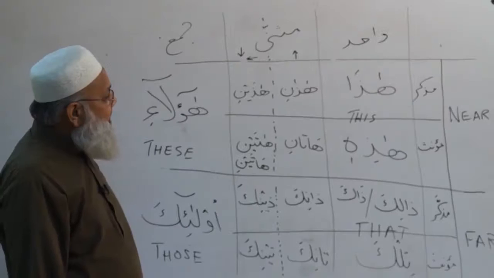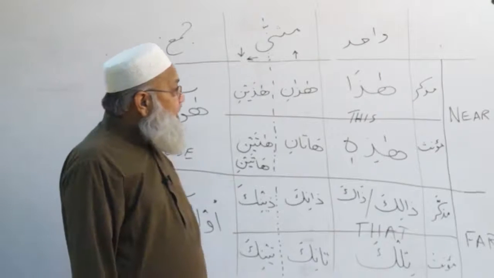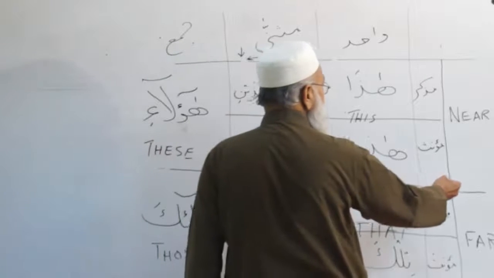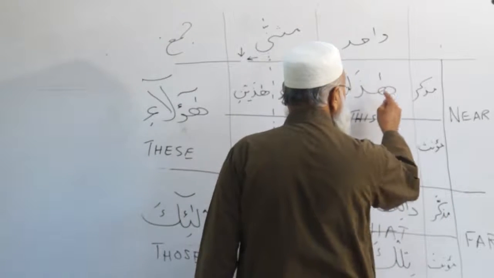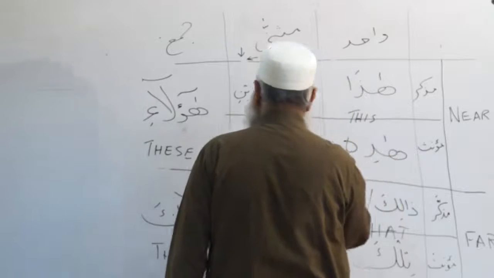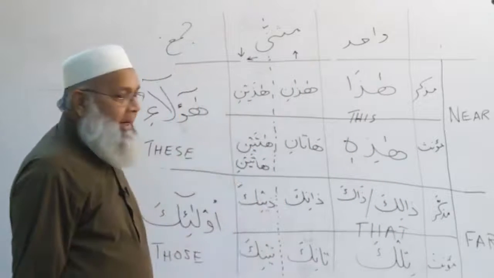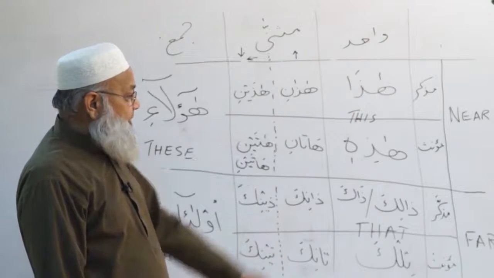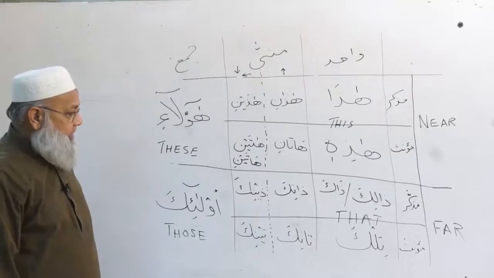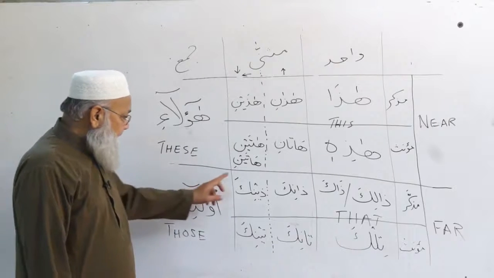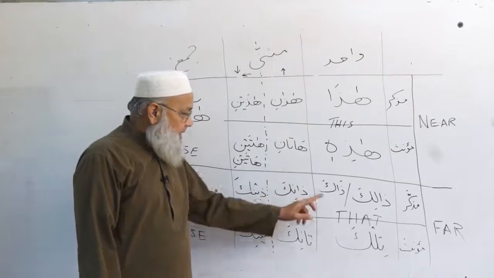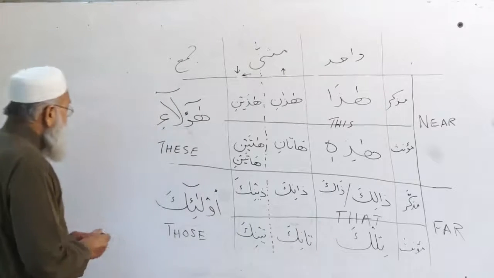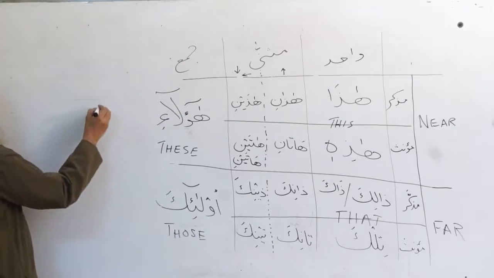Another thing you can note down is that all the Asma'ul Ishara for near will start with ha. And all the demonstrative nouns used for the distance will end with ka. In Murakkab Ishari, remember Murakkab Ishari is an incomplete demonstrative noun.